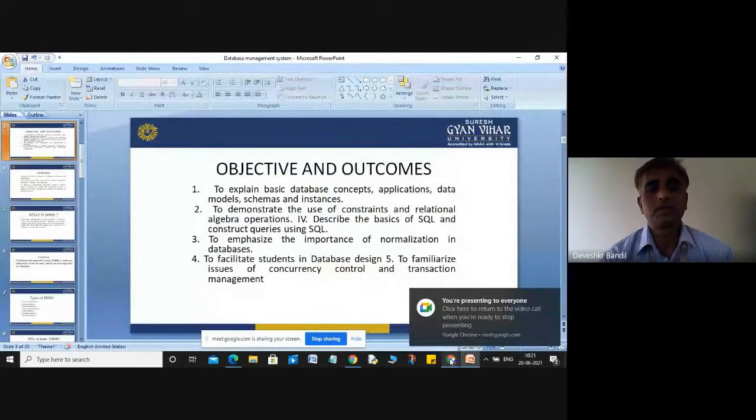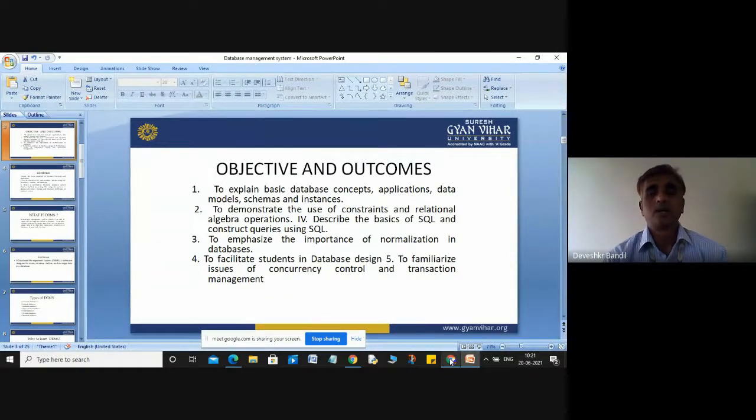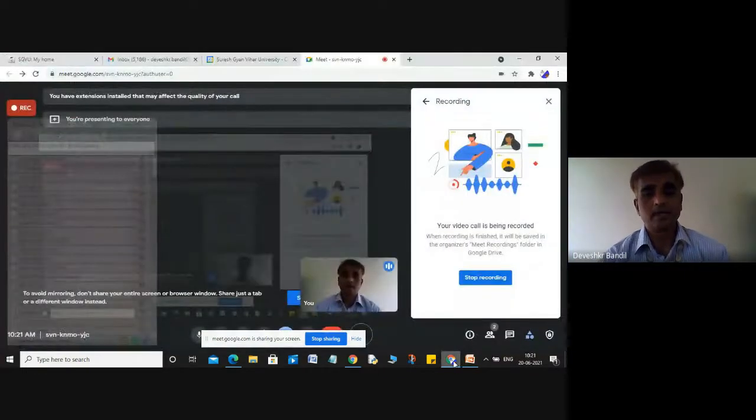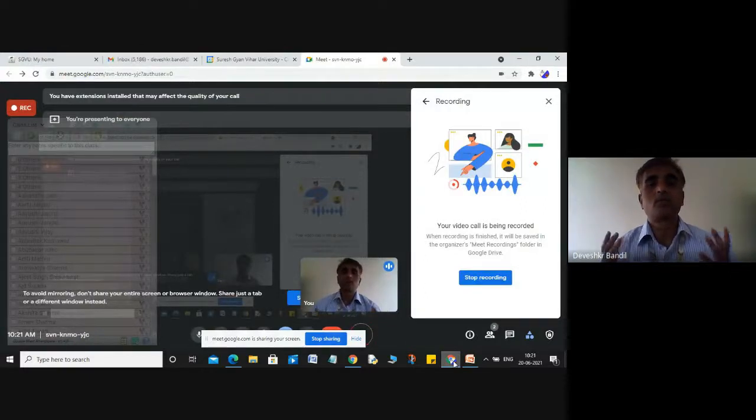Another objective is to emphasize the importance of normalization in your database. Normalization is the most important concept of DBMS. I am giving only an overview of normalization here. Without normalization, your database is nothing. If you are making a database for any enterprise and you are not using normalization, then your database is nothing.